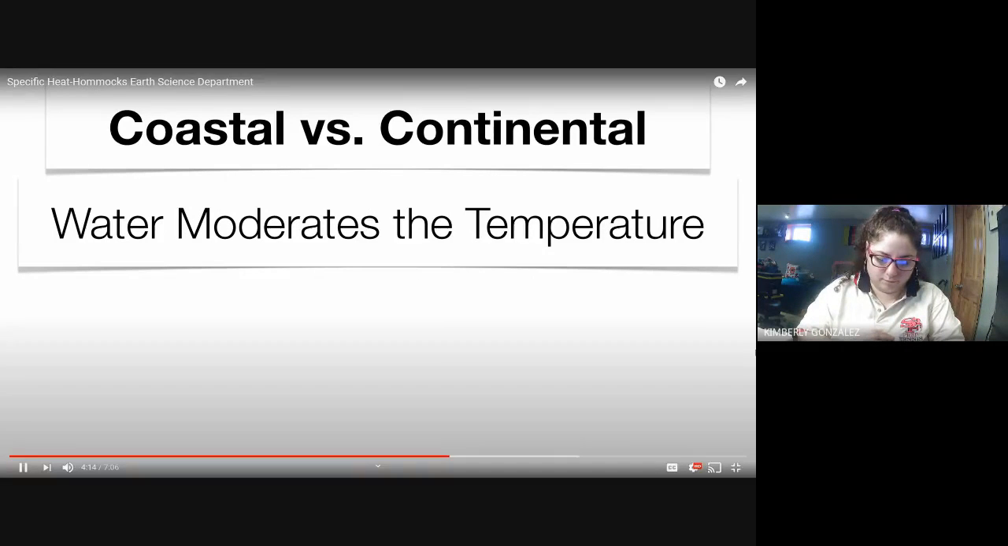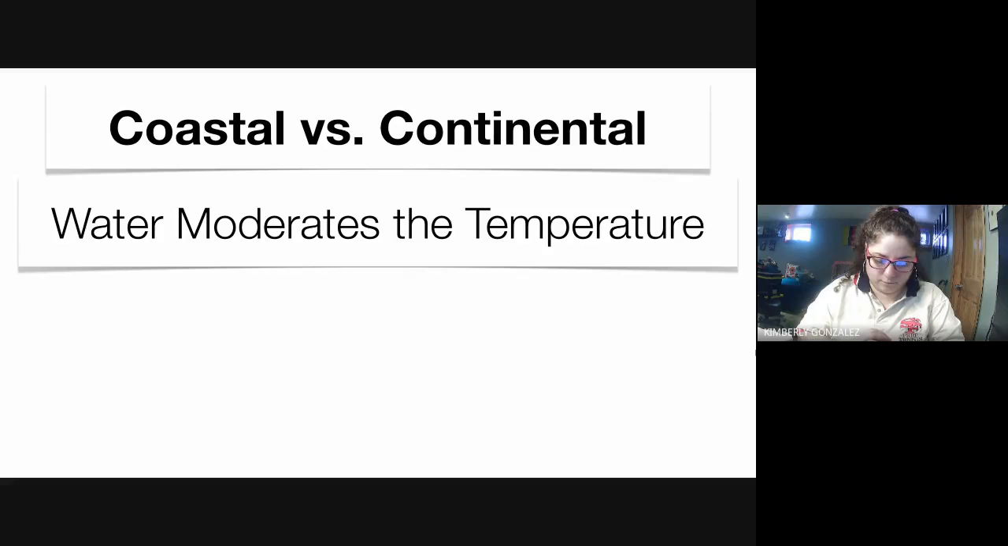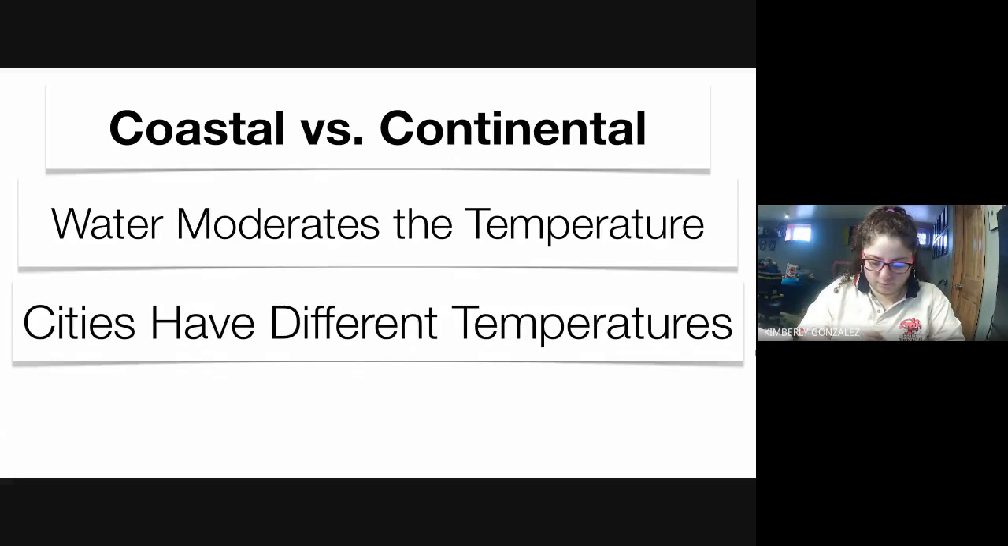This is very simply because water is going to moderate the temperature. Because water takes all summer to heat up and all winter to cool off, the water tends to moderate coastal region temperatures. So these cities along the coastal regions tend to have quite different temperatures than areas that are much more inland, far away from large bodies of water.